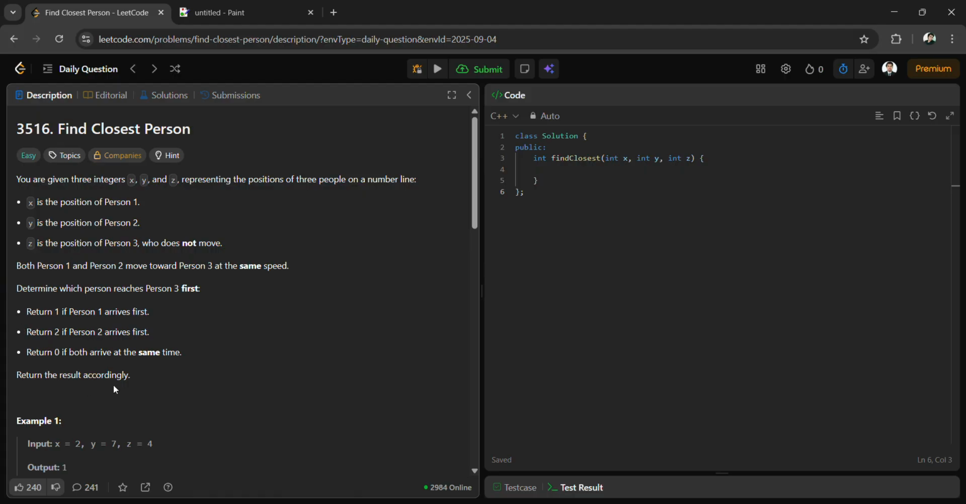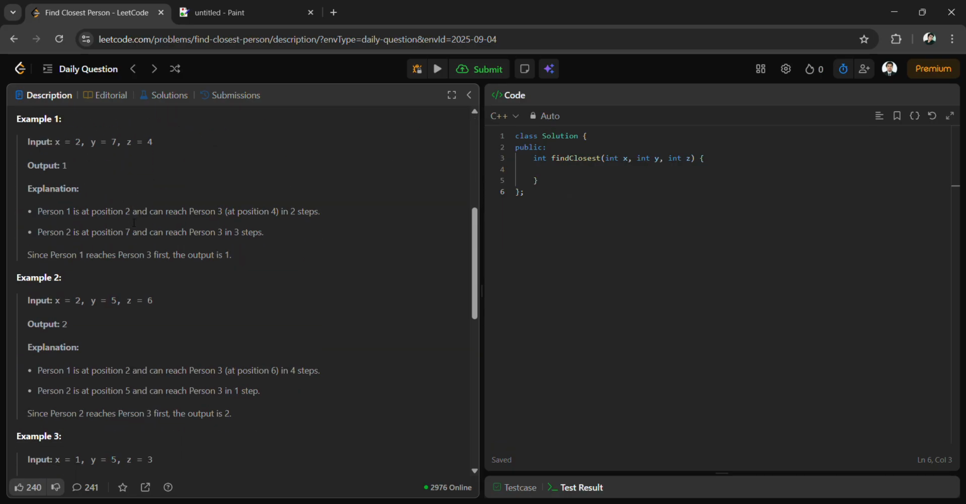Basically, in the given problem we have three variables x, y, z, where x and y are movable persons, that means they are able to move. But z is fixed at its position, and both are moving towards person 3, that means z. We have to tell which of the variables meets z first, either x or y. If it is x, we return 1, and if it is the second person, we return 2.